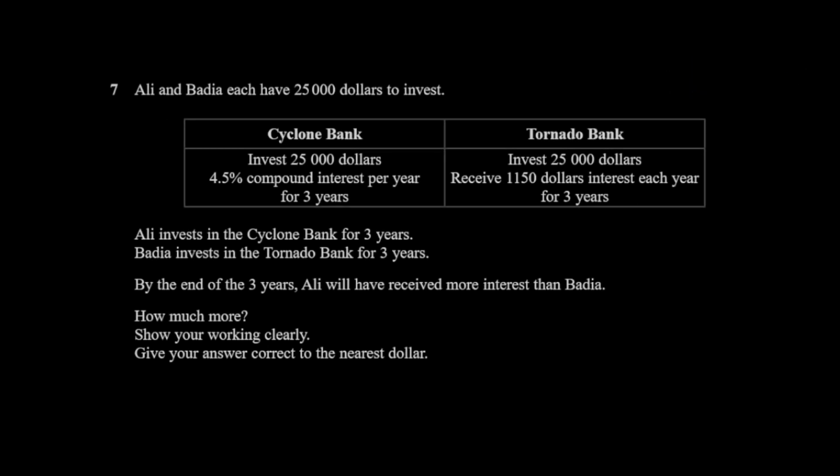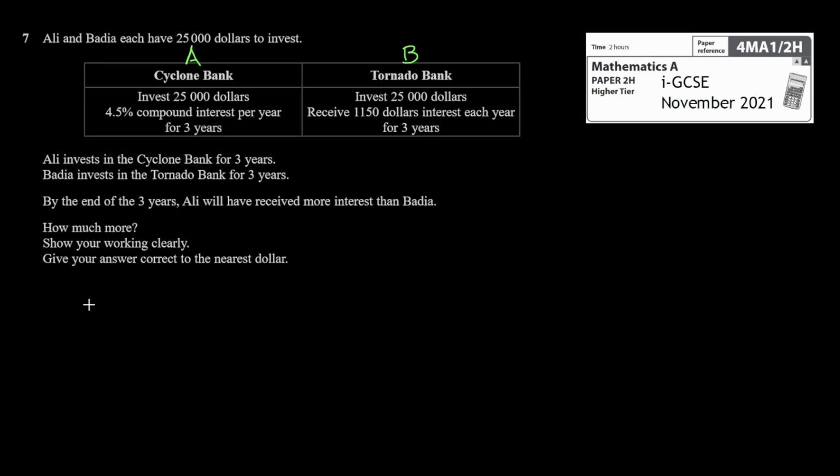In question 7, we've got a comparison of interest earned from two different bank accounts. Now, Ali invests in Bank A and Badia invests in Bank B. And we're told that Ali will have received more interest than Badia, but how much more? So it's just a comparison of two bank accounts. So let's just deal with A first.